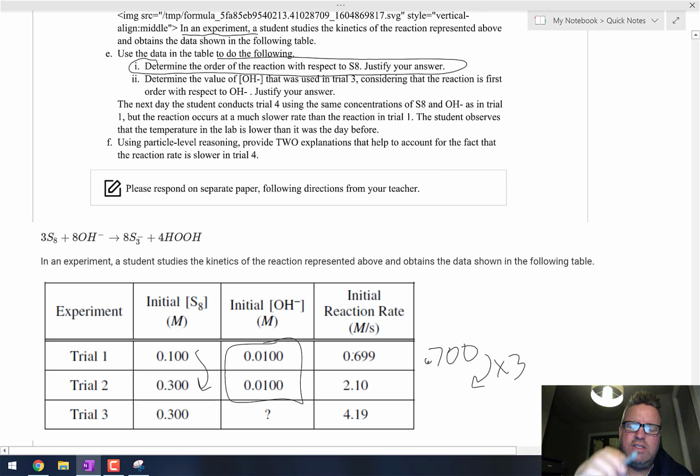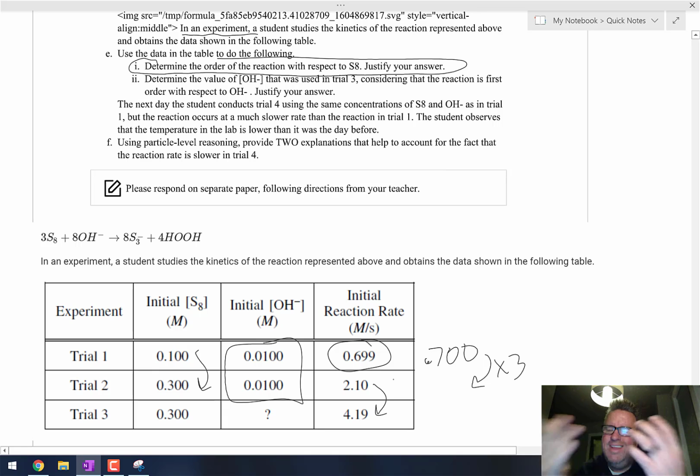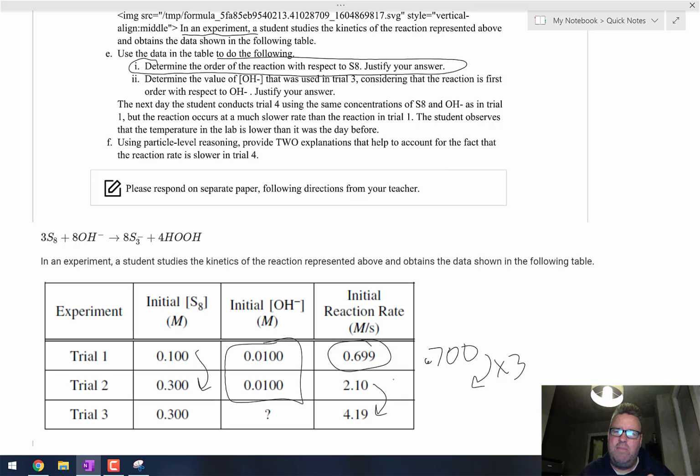So in this case, even though that's not exactly a factor of 3, it's close enough. And even here, 2.1 to 4.19, again, it's not exactly 4.20, but it's really, really close. You've got to be able to go, okay, that's close enough. So the order with respect to S8 absolutely is first order. How would I justify that?